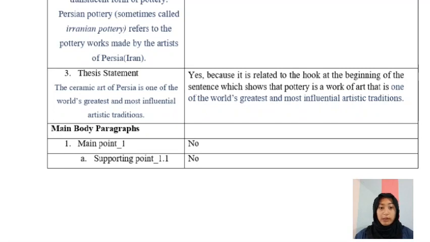Move to the thesis statement. The thesis statement is: the ceramic art of Persia is one of the world's greatest and most influential artistic traditions. The sentence is correct because it is related to the hook and the beginning of the sentence, which show that pottery is a work of art that is one of the world's greatest and most influential artistic traditions.